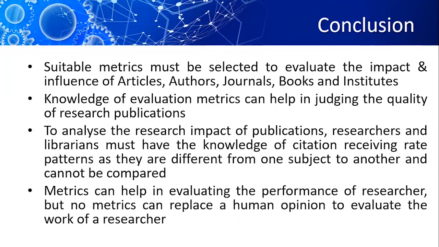And to analyze the research impact of publications, researchers and librarians must have knowledge of citation receiving rate patterns, as they are different from one subject to another and cannot be compared, because the citation receiving rate in science and technology is much faster compared to the social sciences, and compared to the humanities and arts, it is very fast. So the citation receiving rate and citation numbers will differ from one subject to another subject.